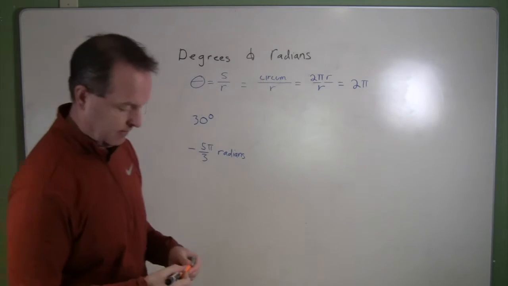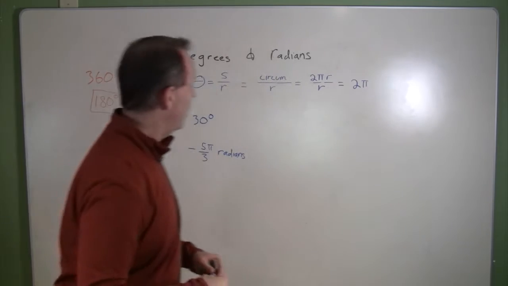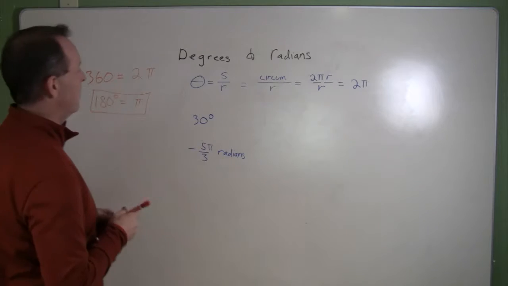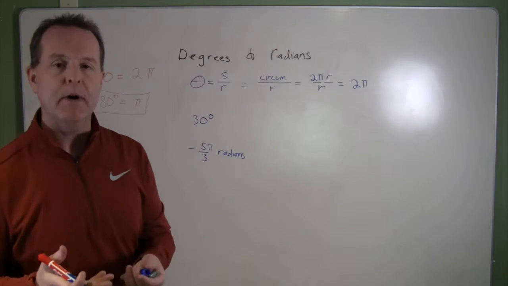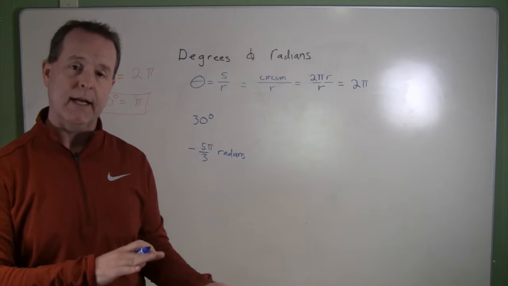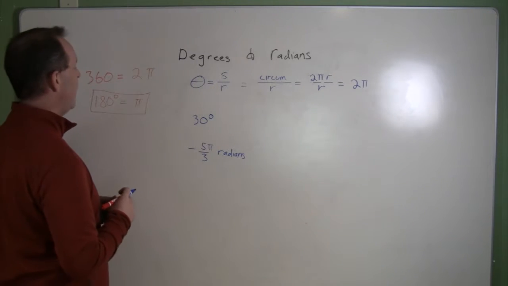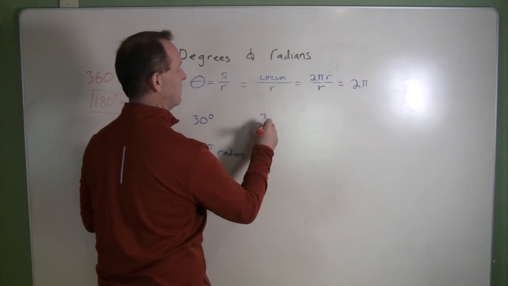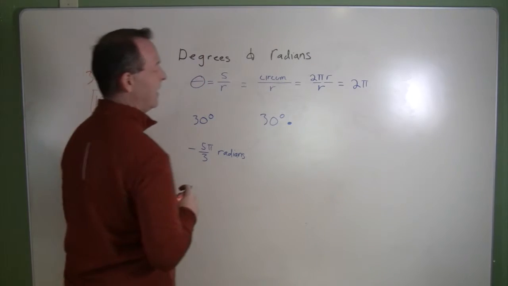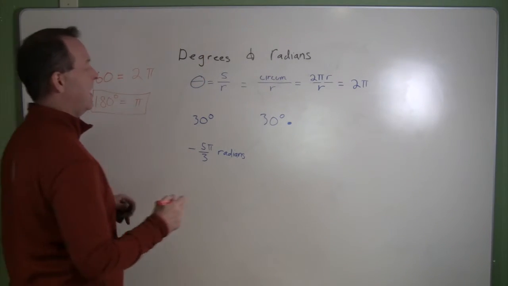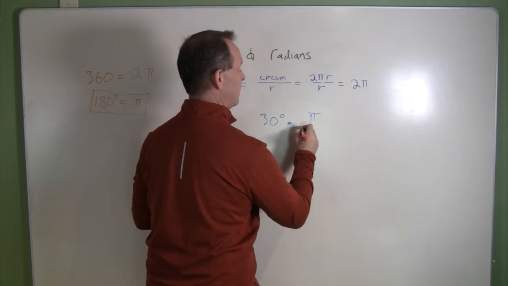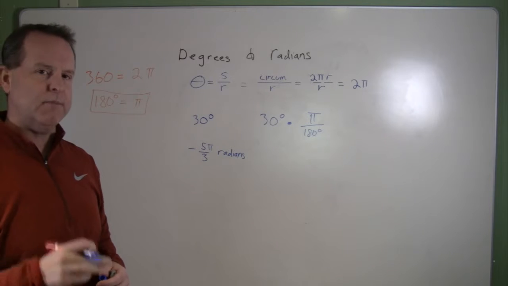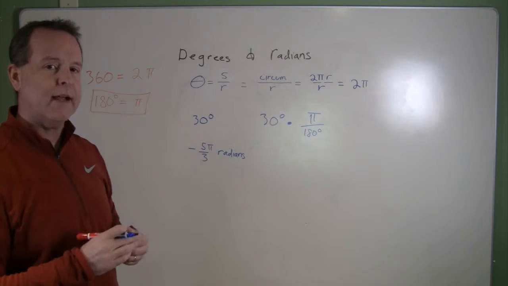So for example, let's say I want to convert 30 degrees into radians. I'm going to need to look for some type of relationship that I can use to translate from degrees to radians. Since I have this relationship right here, I'm going to take 30 degrees and multiply it by pi over 180 degrees. I know that's the first time we're seeing that, so let me pause for a moment and remember, where did that come from?